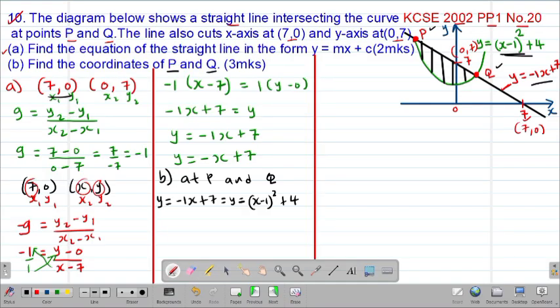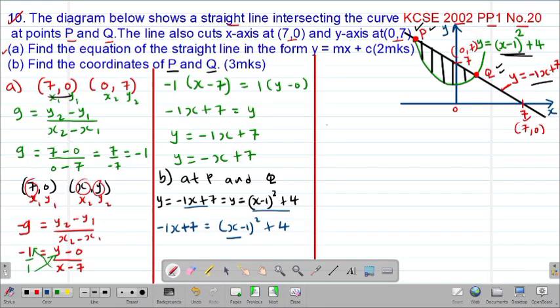At these particular points, because the two are sharing points P and Q, their equations must be equal. Therefore, I'll pick the second part of the equation, that is this one and this one, then I equate the two. It means that negative 1x plus 7 must be equal to x minus 1 squared plus 4. So I'm going to expand the second part here.